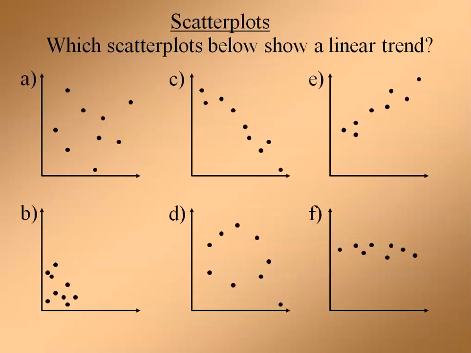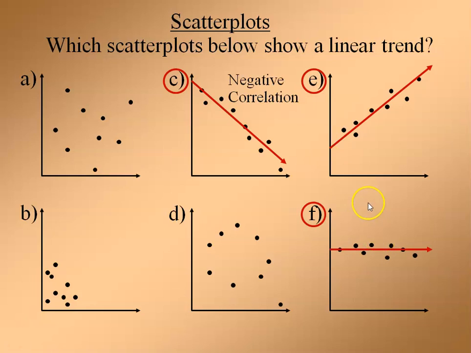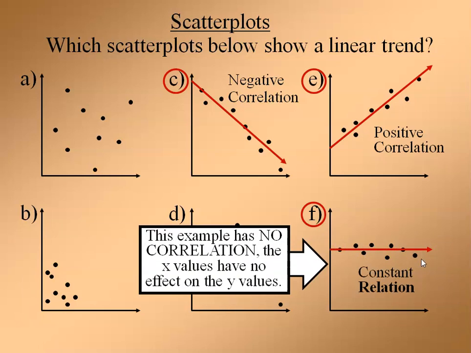So if you want to pause and try these to see if you think they are positive, negative, or not correlated at all, you can do that. The ones that show any linear trend at all are this one, which is a negative, and this one, which is a positive correlation. These ones here are uncorrelated, and this one, even though it is a linear trend, would be an example of not being correlated, because as the x increases, y stays the same. It seems that x has no impact on y at all.